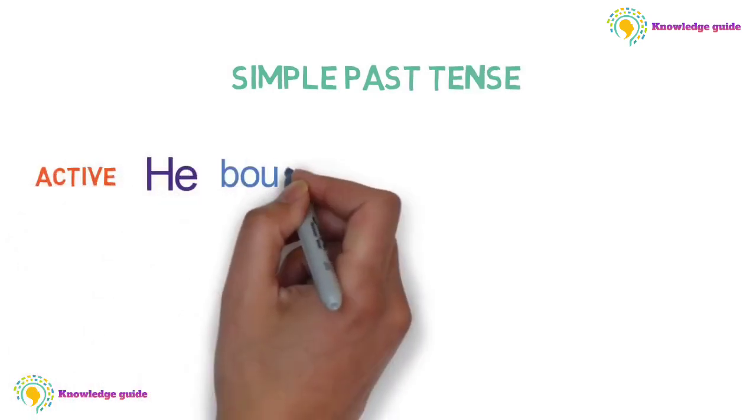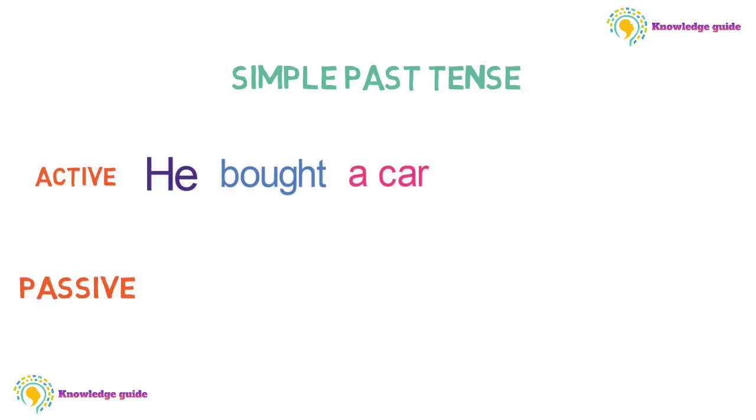Now let's see an example of simple past tense. Active voice. He bought a car. Firstly, we have to identify the subject, verb and the object.